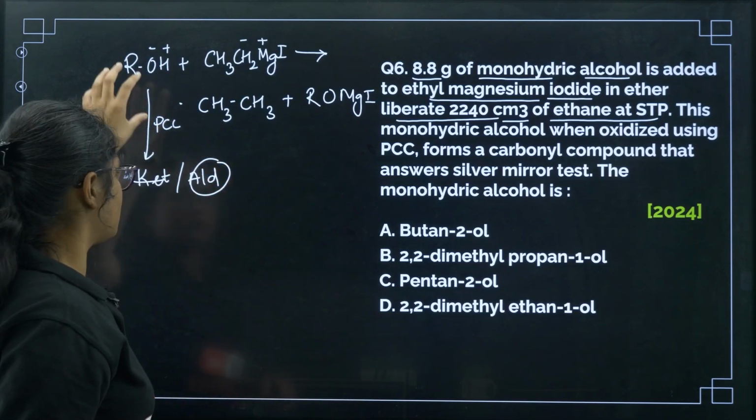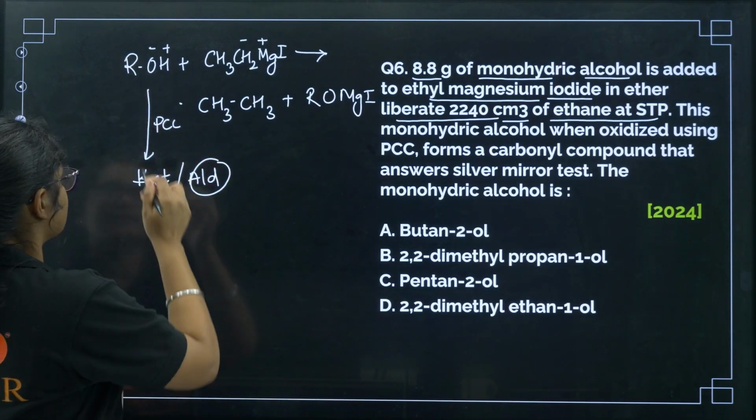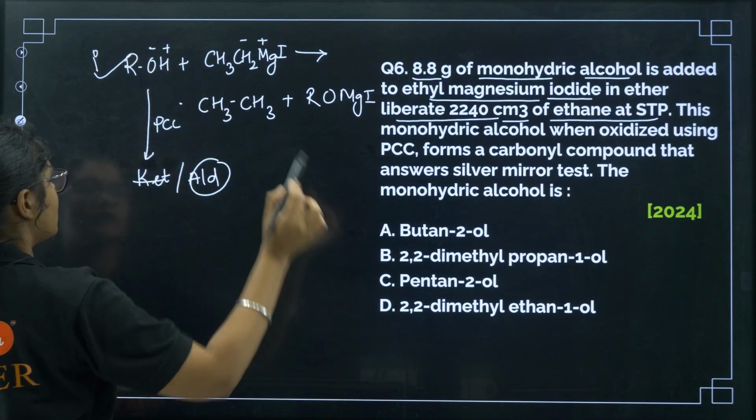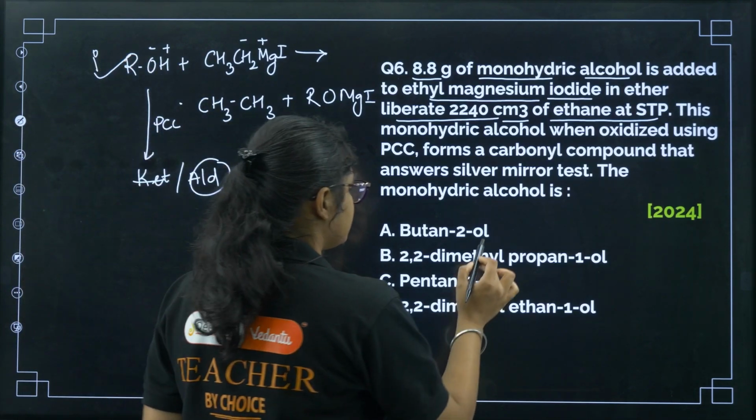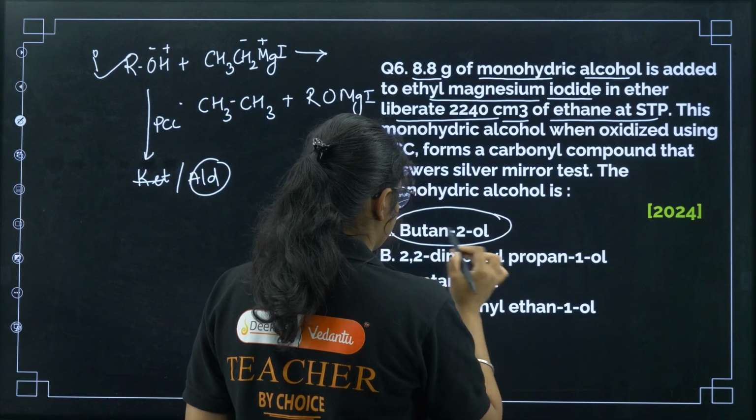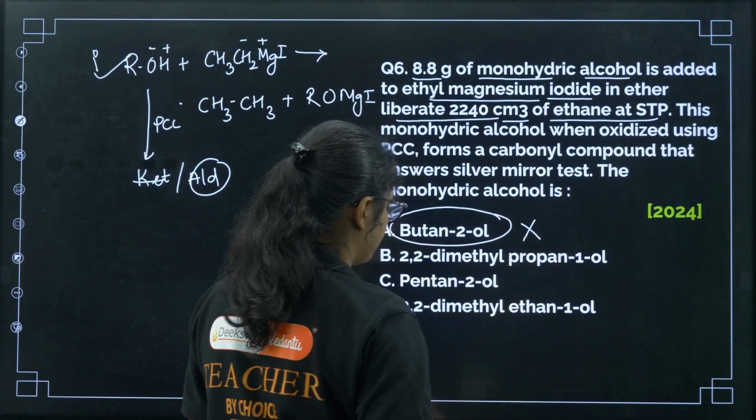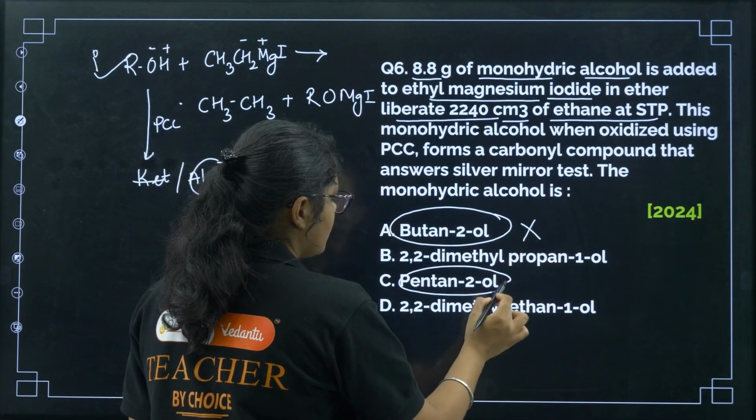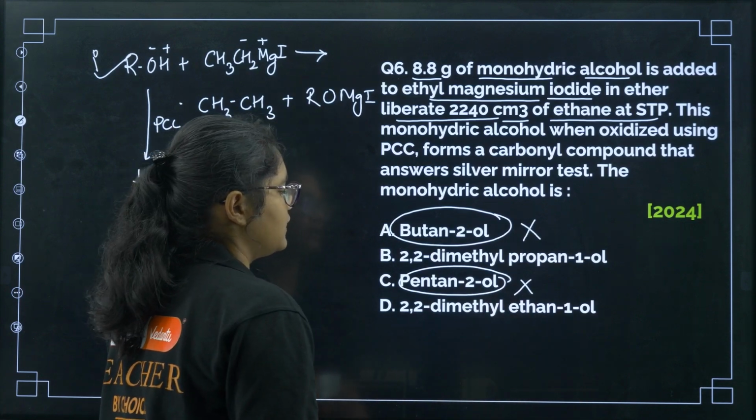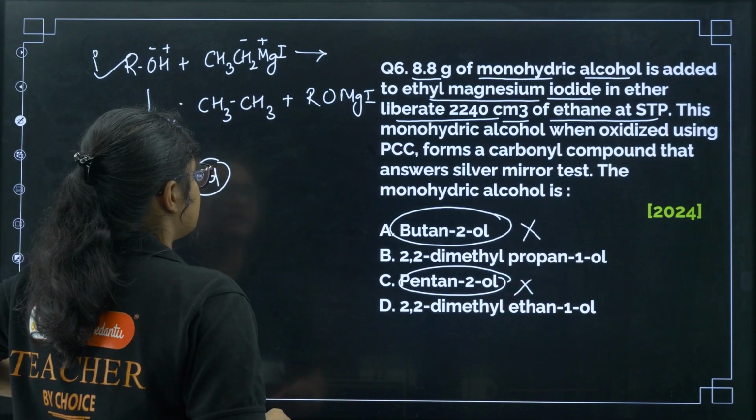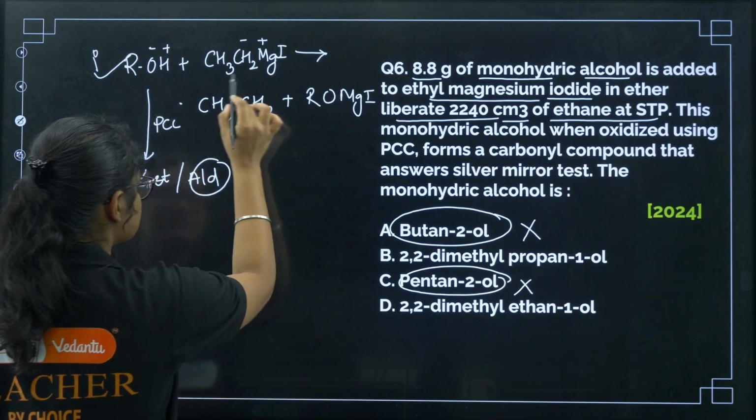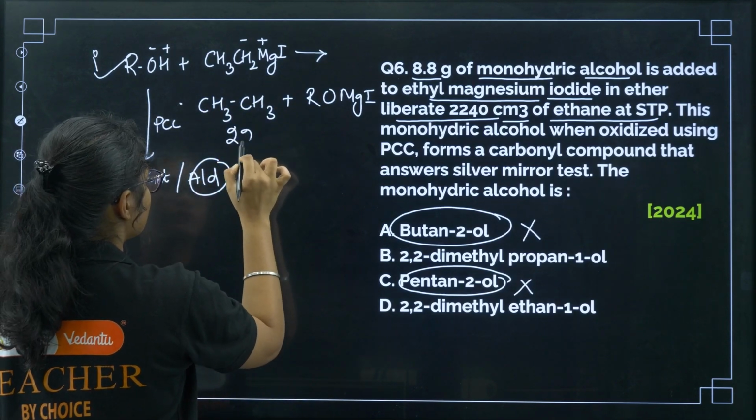Then if this on oxidation gives you an aldehyde, I can say about this alcohol that it is a primary alcohol. Right. Now if you see the options, butan-2-ol is a secondary alcohol, so we can eliminate this option. Pentan-2-ol is also secondary, so we can eliminate this option. Okay, fine.